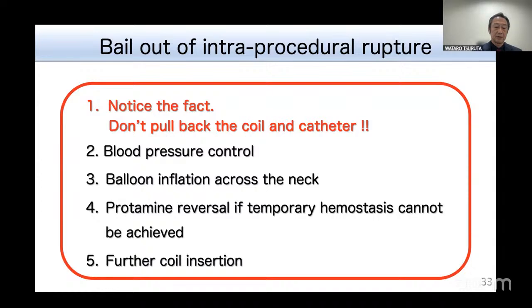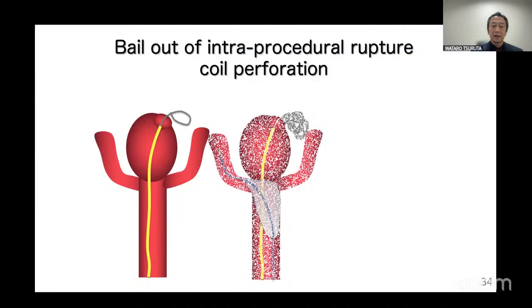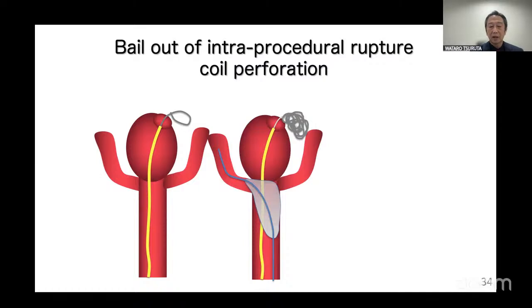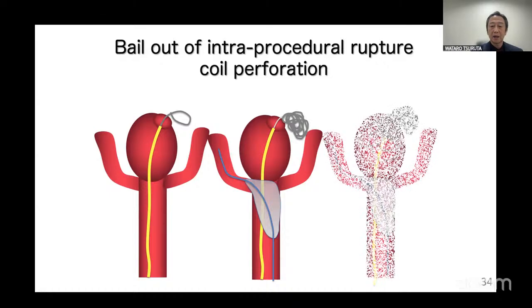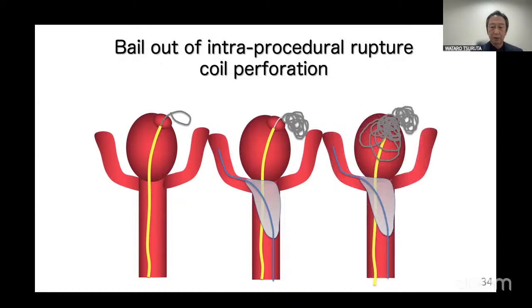And if a balloon catheter is around the neck, inflate the balloon across the neck. If you cannot get hemostasis, protamine reversal is needed. Then do further coil insertion. You insert coil loops out of the aneurysm into the subarachnoid space, and then come back to the intra-aneurysmal space, and the hole is sandwiched with the coil mass.